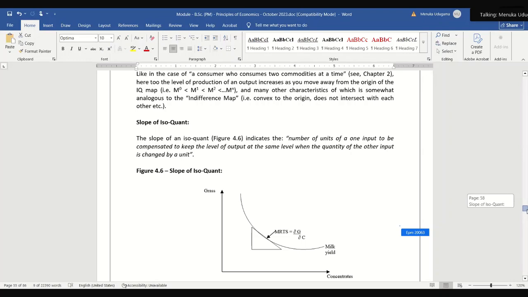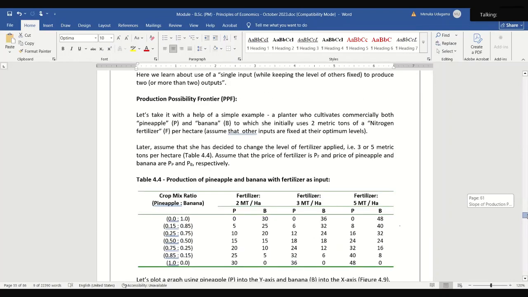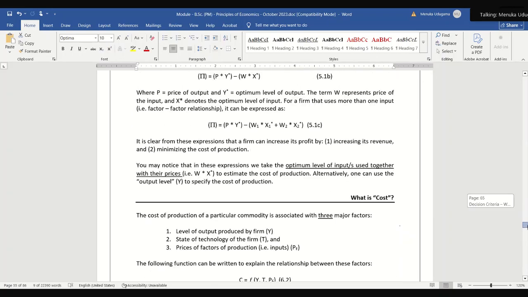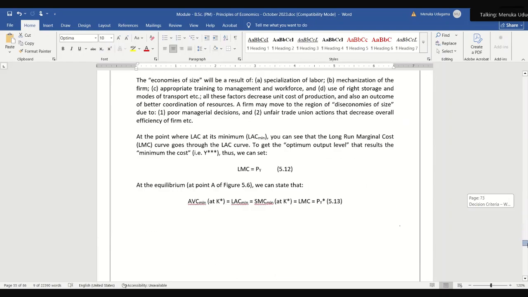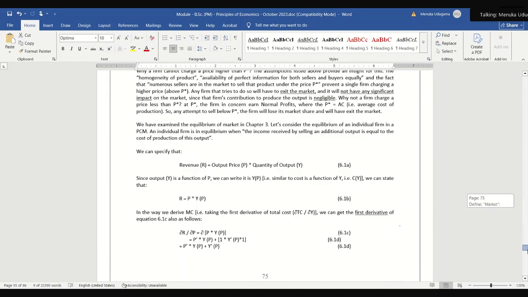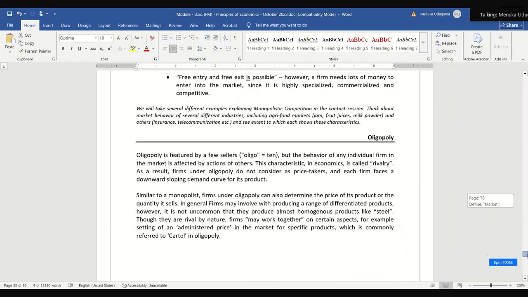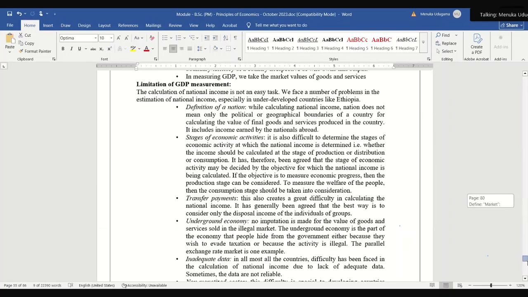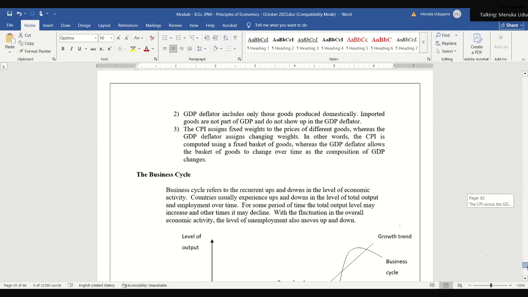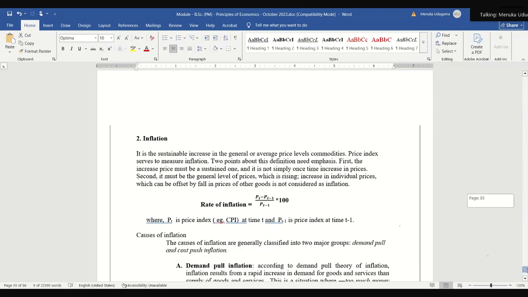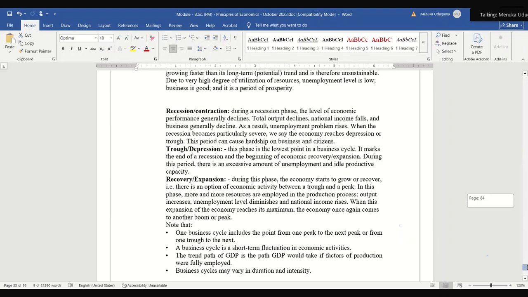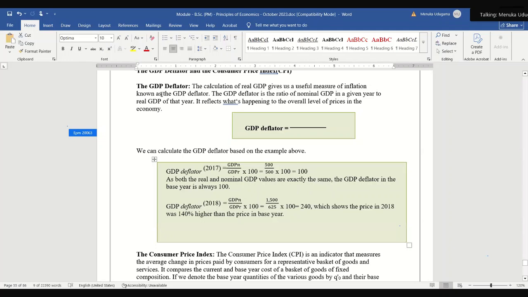Then you talk about the cost theory, the production possibility frontier, and then you have a little bit of the theory of price, different types of markets, and macroeconomics. In macroeconomics, you won't get many questions, just some basic questions, which I will talk about when we do the recap, inflation and all that. So don't worry too much about macro, but micro is important.